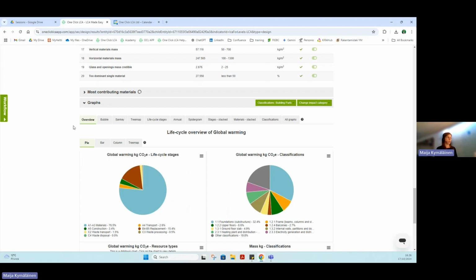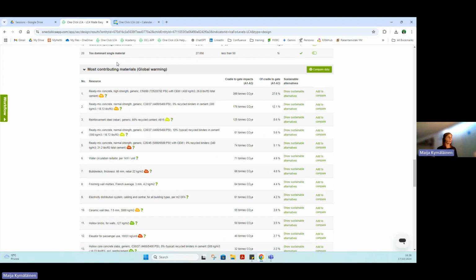Then we have a section called most contributing materials, and this lists 25 of the top emitters in your data. We can see that the most contributing to global warming potential is ready-mix concrete, high strength, and here we can see the impacts cradle to gate, so A1 to A3, and also the percentage it forms from this stage. So we can see that a third of our impacts come from this one material. This is also something that you can easily use when you're optimizing. You can take these most contributing materials and then investigate what kind of alternatives you would have.